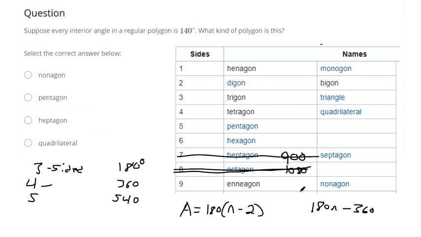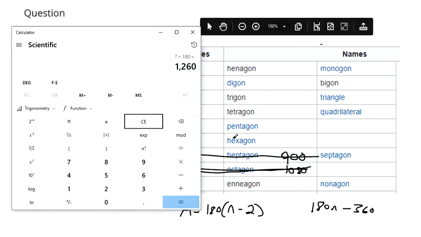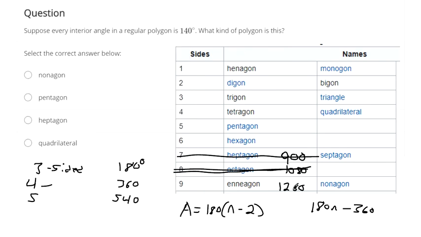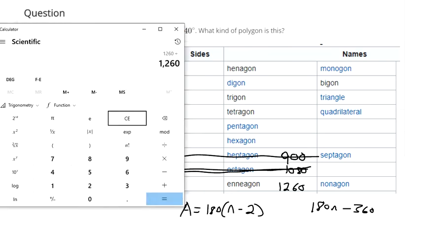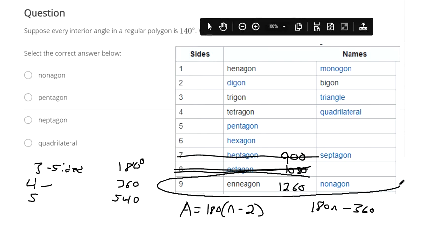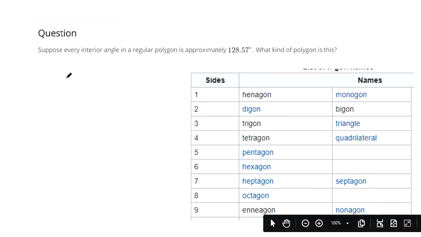So for a nonagon, you could do the same thing. 9 minus 2 makes 7. 7 times 180. The sum of the interior angles for a 9-sided figure is 1260. So if you split that up evenly among the sides, it makes 140 degrees for each angle. So that's how we know that's our correct answer. If it's a regular polygon, that means every angle is the same. Like a square is a regular polygon because every angle is 90 degrees.